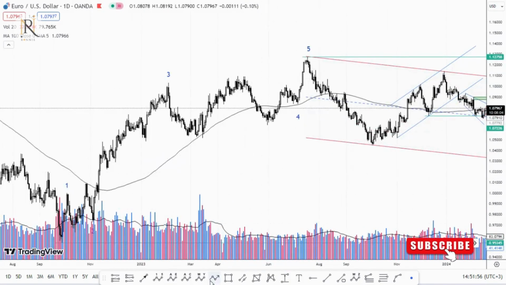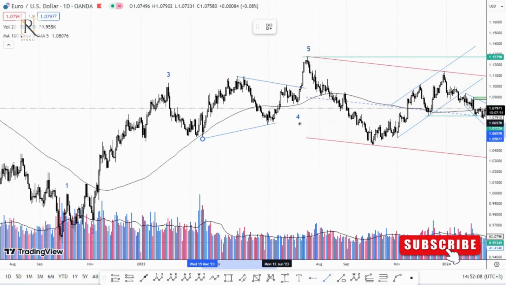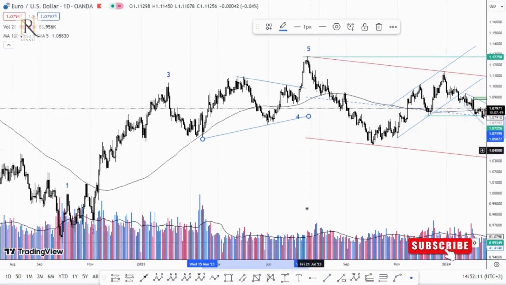And then when I talk of wave 4, in this case I'm talking about a rectangle. Not rectangle, sorry, but triangle. I'm talking about the triangle pattern.